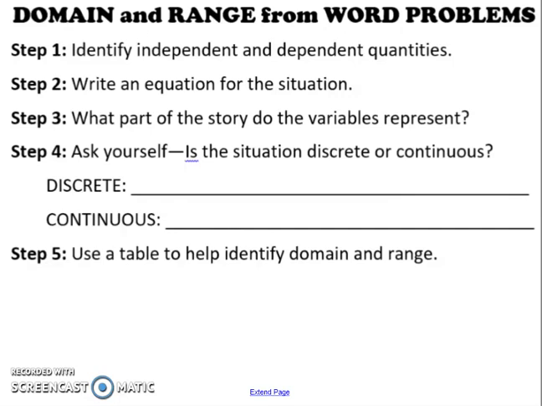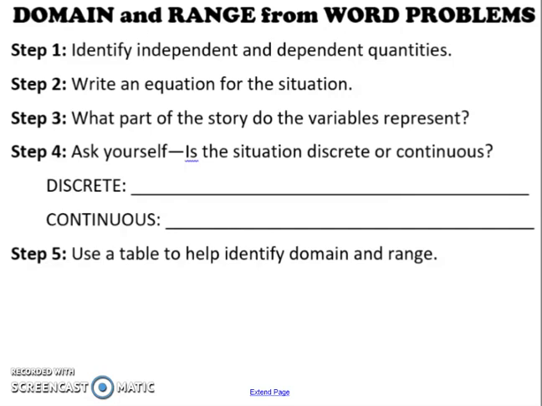So here's a process, kind of what you should think about as you tackle word problems. First, think independent versus dependent. Which one affects what happens to the other piece? Independent determines your dependent. So we're going to look for those, and see if we can create the equation that goes with it. That'll show me a lot about whether I can interpret the words mathematically. We're going to see from that equation what part of the story those variables represent.